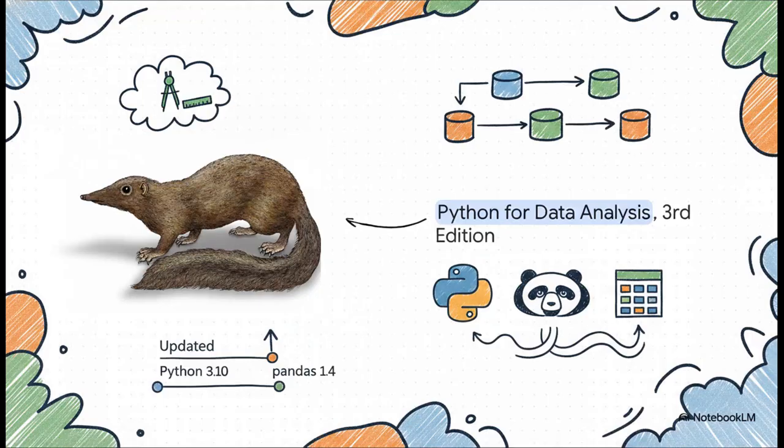Let's get into it. Okay, so let's anchor ourselves to the source material. We are looking at the definitive handbook for data wrangling, the third edition of Python for Data Analysis by Wes McKinney. And why does that matter? Well, he's the actual creator of the pandas library, so we're essentially getting our blueprints straight from the architect himself. This specific edition is totally updated for Python 3.10 and pandas 1.4, which means we're working with modern, up-to-date standards.